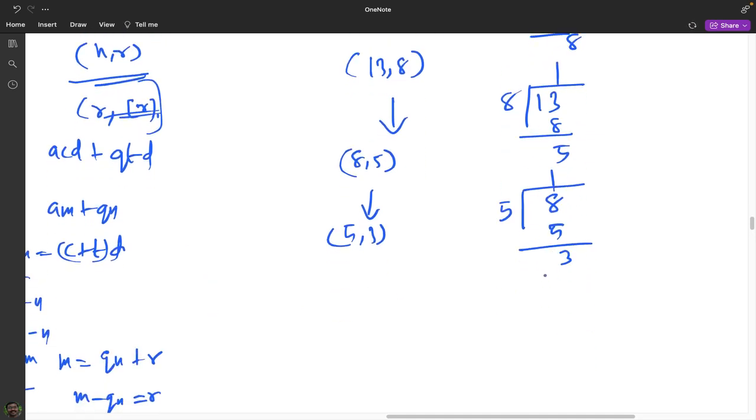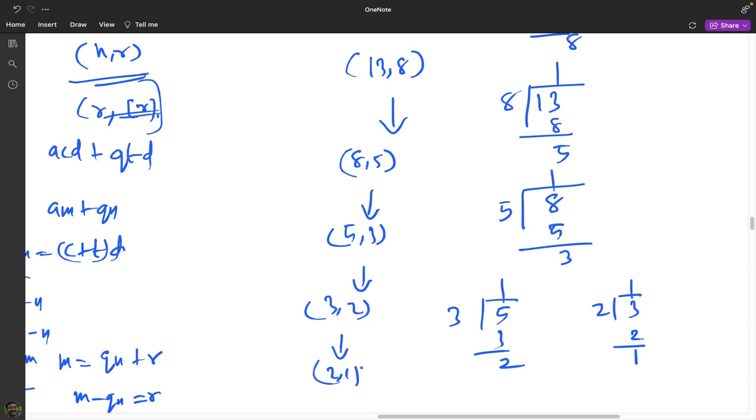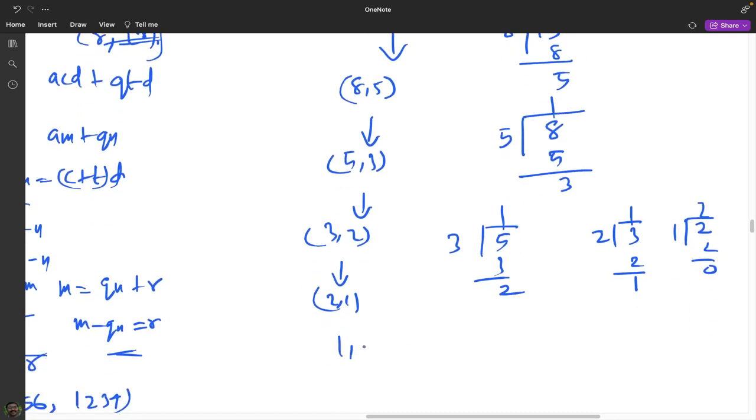So here also, 5 and 3. How will you find it? You divide 5 by 3, it will be 1, remainder would be 2. So it will be reduced to 3 comma 2. And again, if I divide 3 by 2, it will be 1, remainder 1. So it will be reduced to 2 and 1. And again, if I divide 2 by 1, it will be 2 times, remainder 0. So it will reduce to GCD of 1 comma 0. And you know that GCD of m comma 0 is nothing but m itself. So the GCD is finally 1.